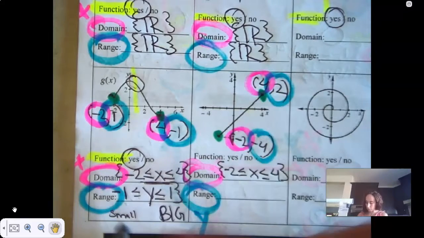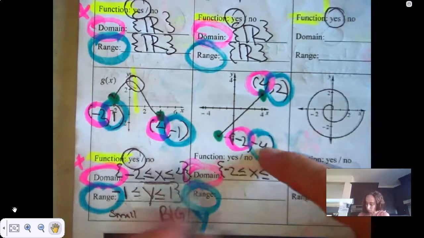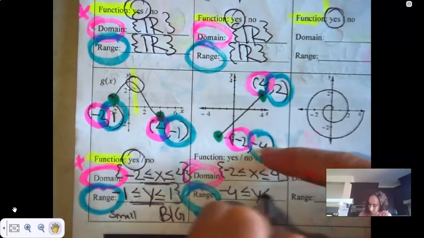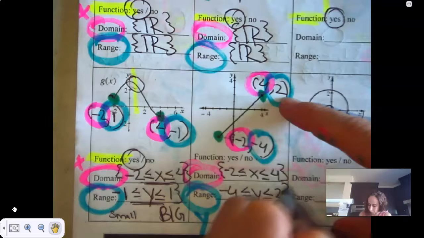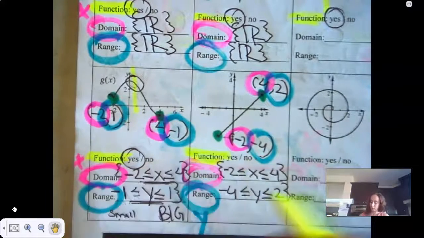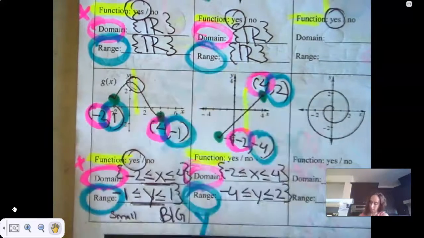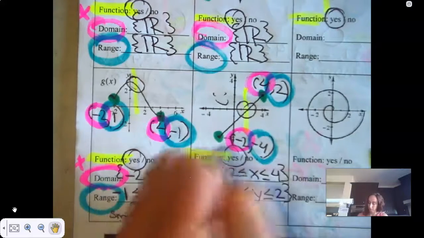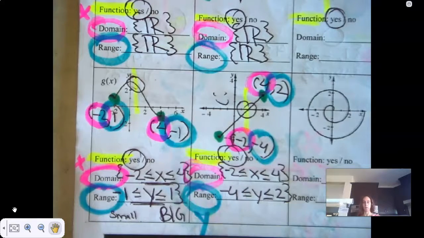What's smaller? -4. -4 is less than or equal to y, less than or equal to 2. Now, is it a function? Let's see. One time. Good? Yes. All right.